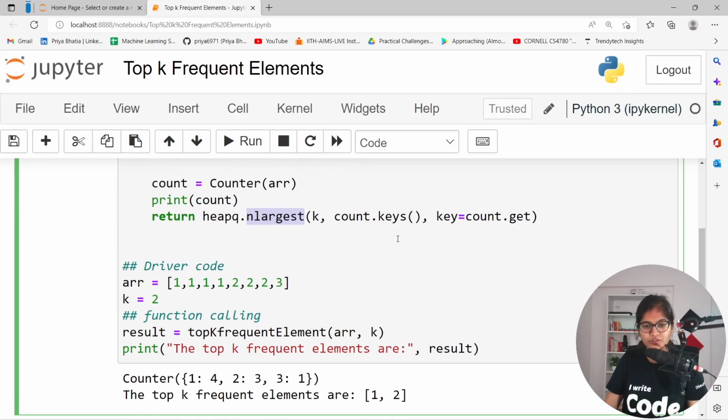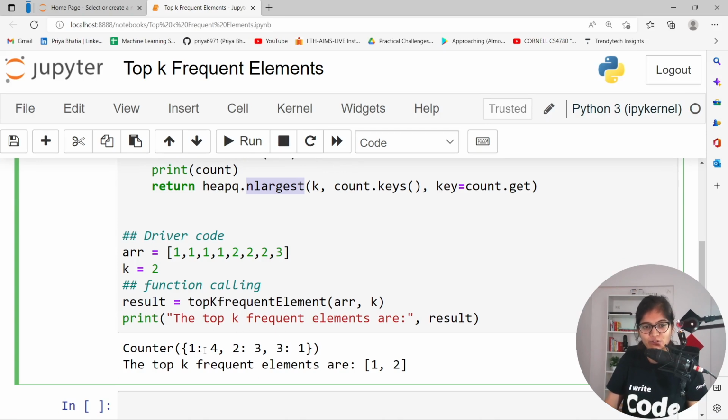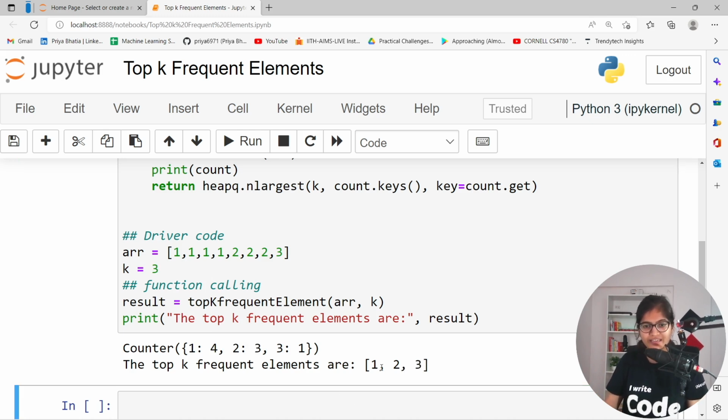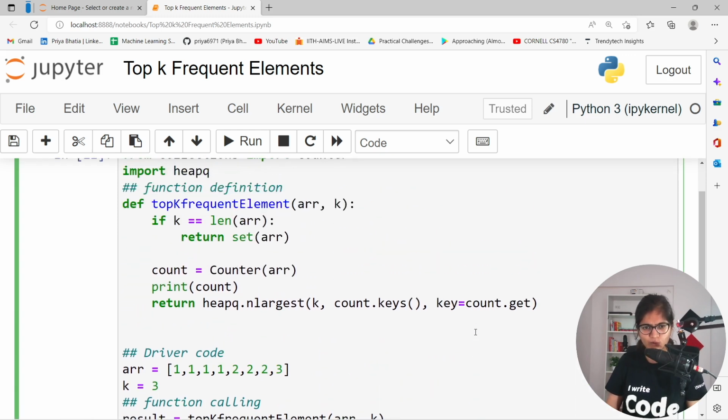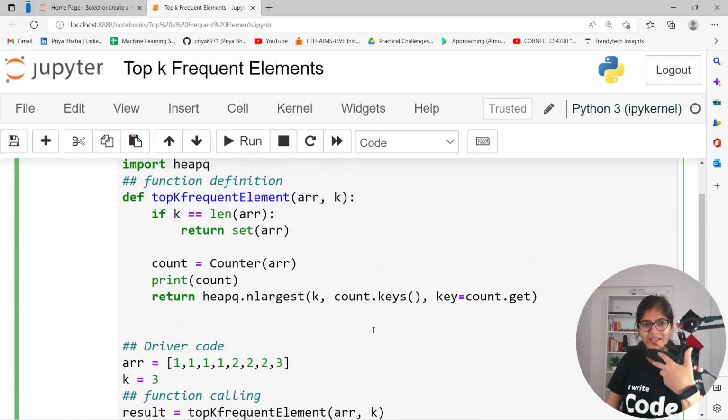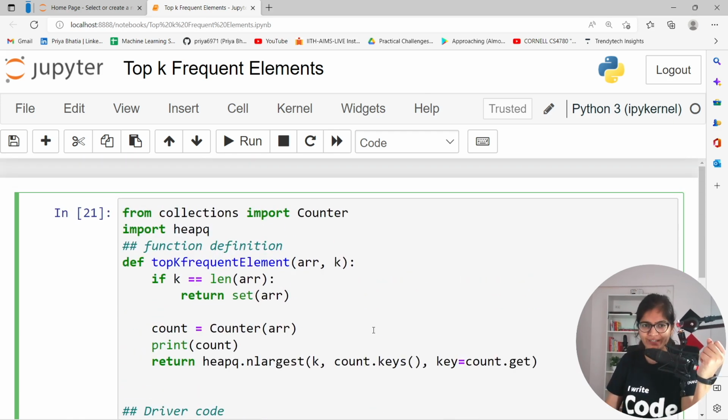Now here, if you will observe, clearly we will be able to get that, okay, on this particular parameter I want to do the comparison and give me the topmost two values. So here it will give me the output as 1 and 2. If suppose I change it to 3, let's see what will happen. Now you will get the values 1, 2 and 3. Correct? That is something which I wanted to show you. So this is the simple method to find the topmost k frequent elements.